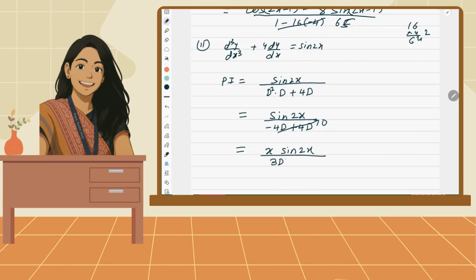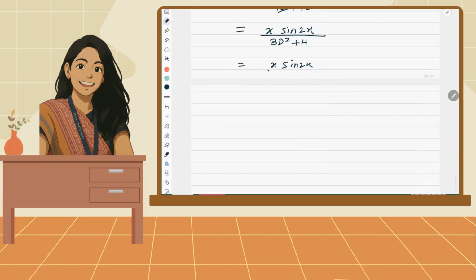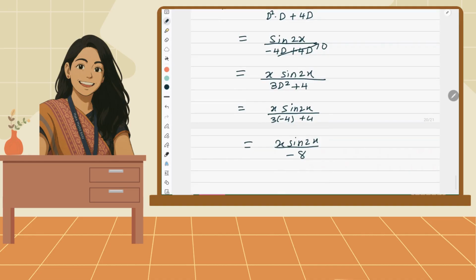So you will get 3D square plus 4. Okay. So now substitute x sin 2x. D square is minus 4. Right. So here you will write 3 into minus 4 plus 4. So x sin 2x upon minus 12 plus 4. So minus 8. So this is my PI: x sin 2x upon minus 8. Same question we have done. I think we have done for cos. And this question was for sin. Right? So this is how you have to solve the questions. And I think this is more than sufficient for this particular case.